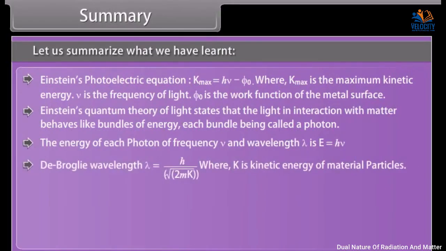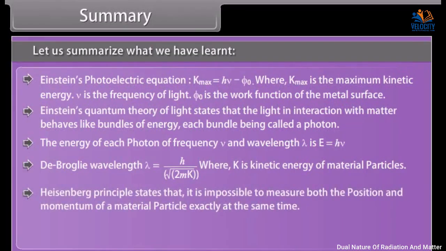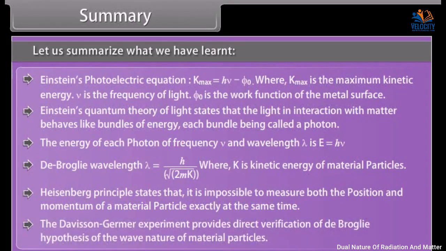De Broglie wavelength lambda is equal to h by square root of 2mK, where K is the kinetic energy of material particles. The Heisenberg principle states that it is impossible to measure both the position and momentum of a material particle exactly at the same time. The Davisson-Germer experiment provides direct verification of the de Broglie hypothesis of the wave nature of material particles.